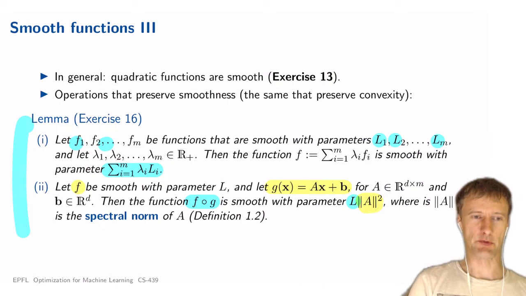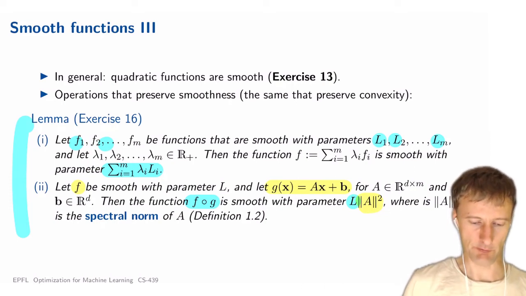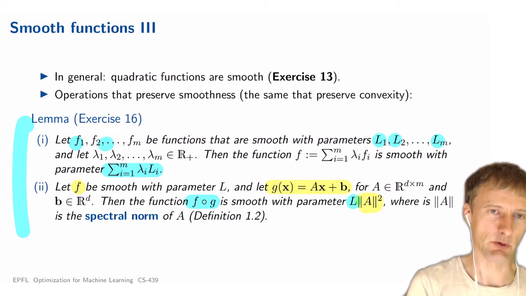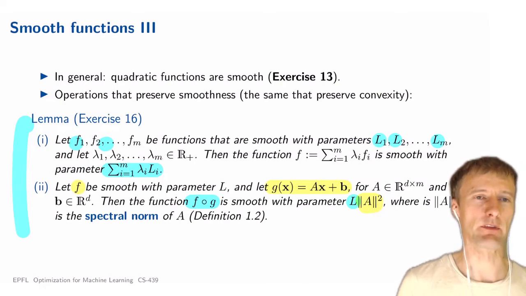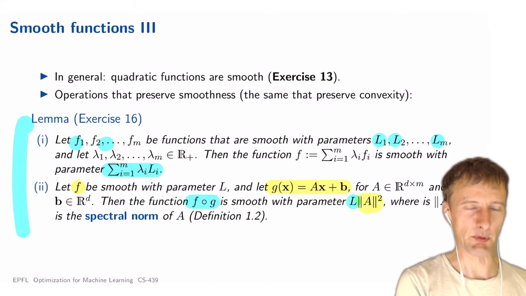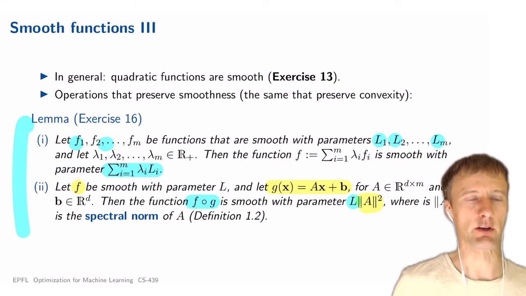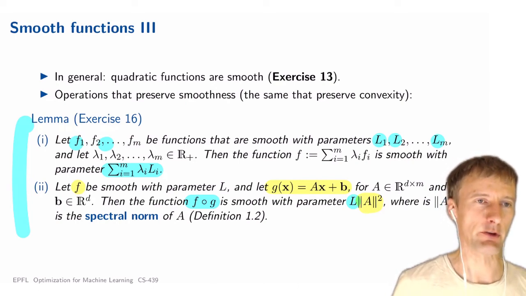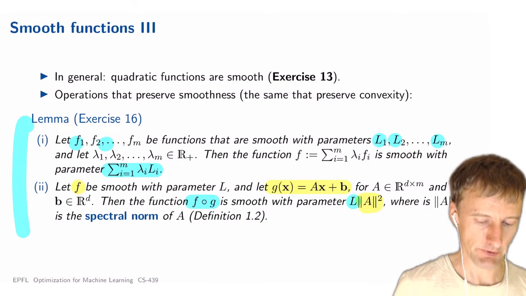So this way we can already have quite a lot of smooth functions, and one which is nice is quadratic functions, of course, because that's actually something we were not able to analyze before, remember, because we assumed global Lipschitz continuity, which is not the case for quadratics, but smoothness is the case for quadratics.